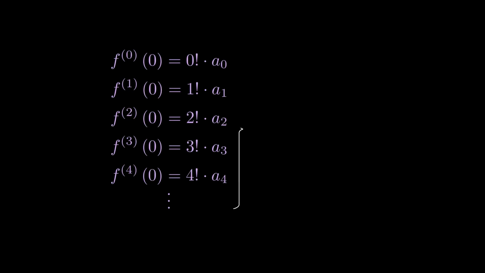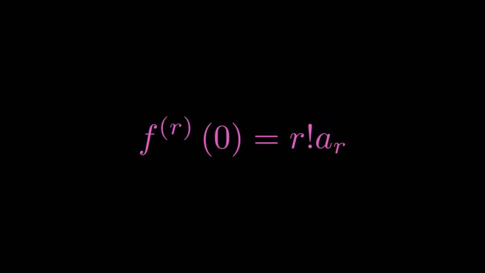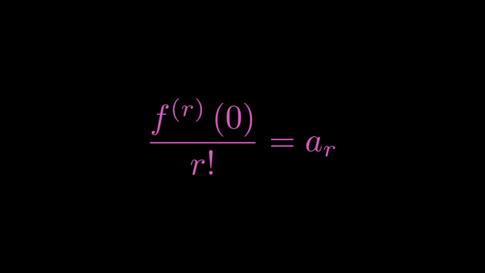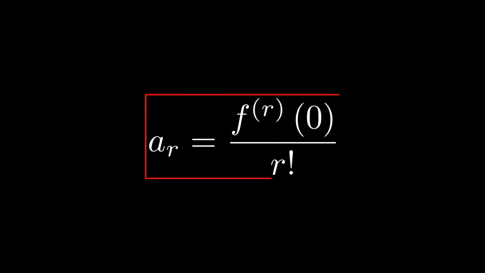So let's generalize these into a general formula that we will use to evaluate the Maclaurin series. I hope you can see that the rth derivative evaluated at 0 is equal to r factorial times a sub r, for all r being an element of the non-negative integer set. Let's manipulate this and make a sub r the subject. And there you have it, the first step towards the Maclaurin series.